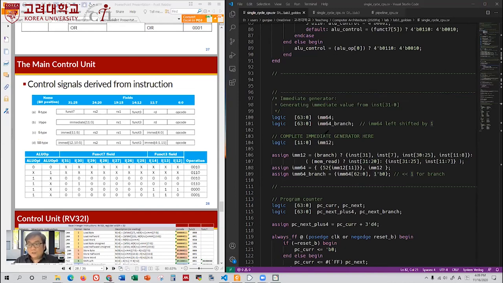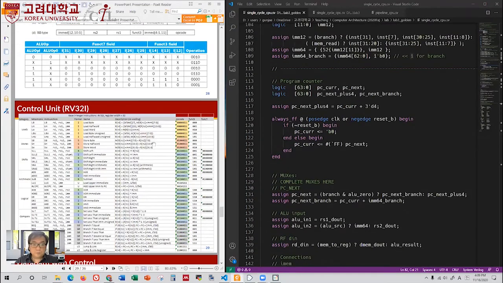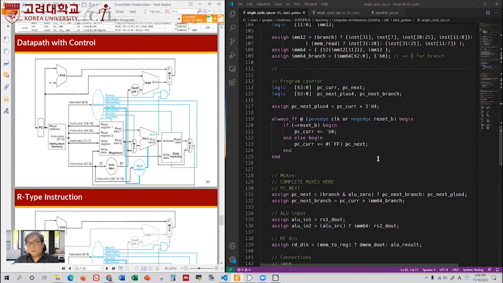And then let's see the program counter. So this is the program counter code. In this single cycle processor structure diagram, this program counter implements which part? This part. Right.